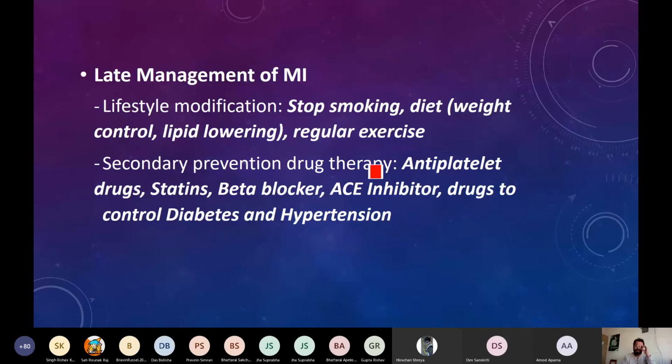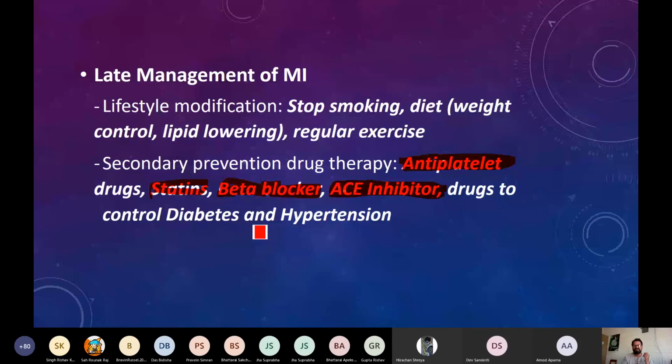And secondary prevention, that means to prevent further MI, reinfarction and other things, we use drugs like antiplatelet drugs and statins, antiplatelet being aspirin and clopidogrel, statins for lipid lowering, beta blockers to modulate the heart's function and to prevent reinfarction, ACE inhibitors to prevent reinfarction and to prevent CHF. And if there are comorbidities like diabetes and hypertension, then we have to deal with those appropriately.